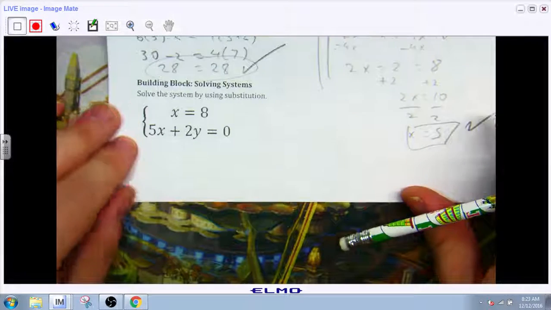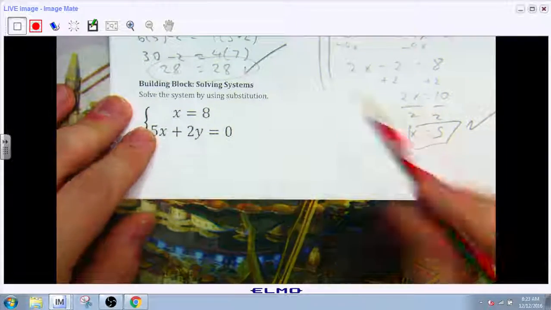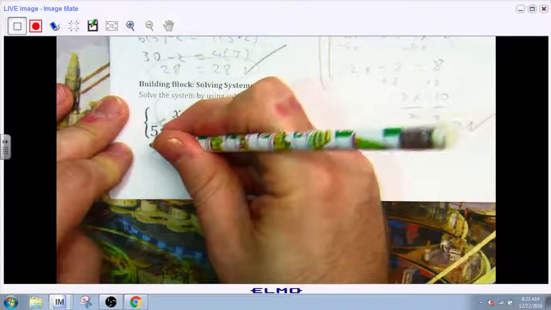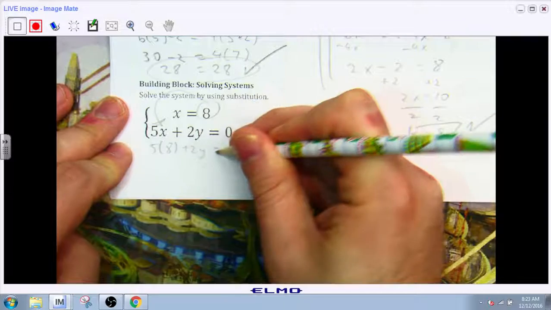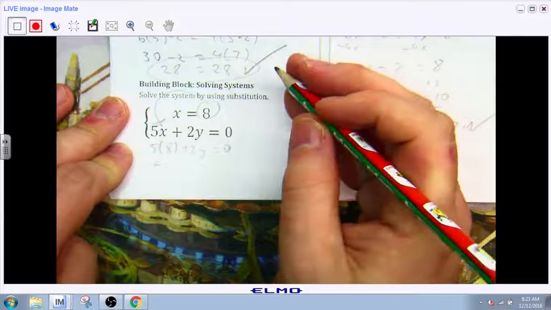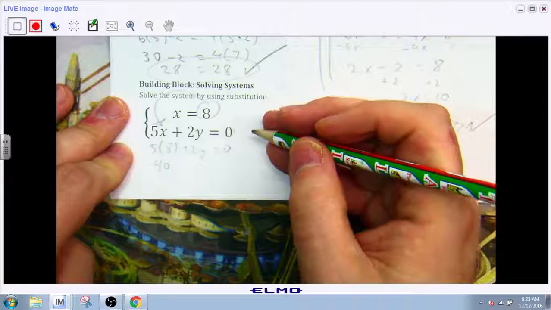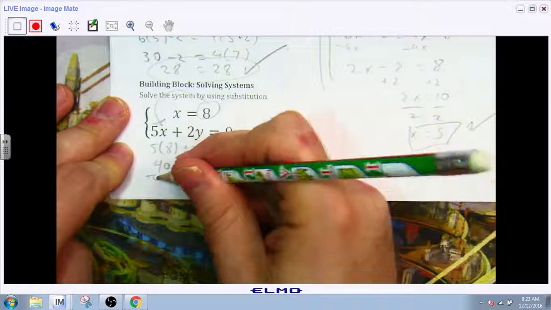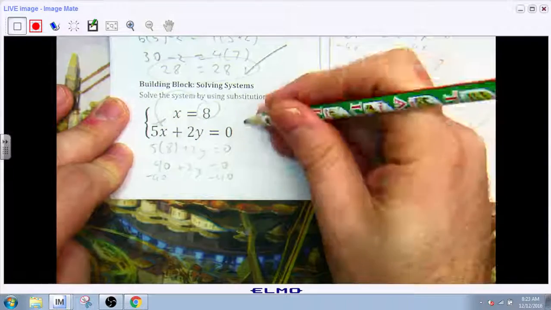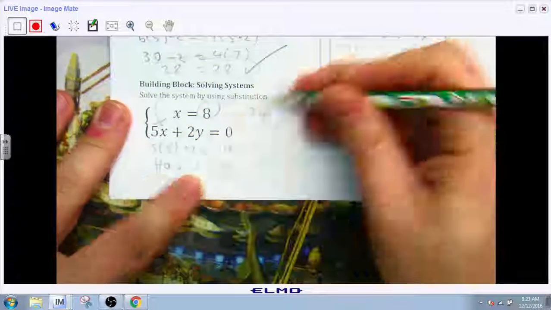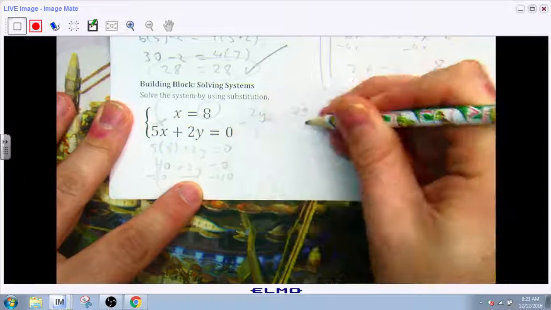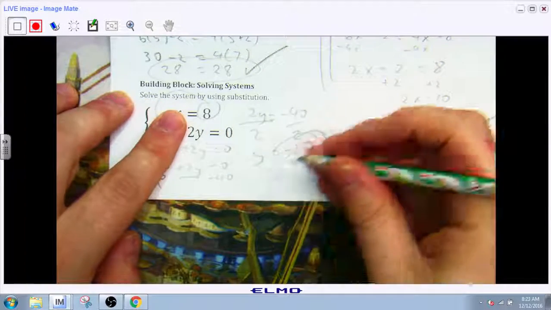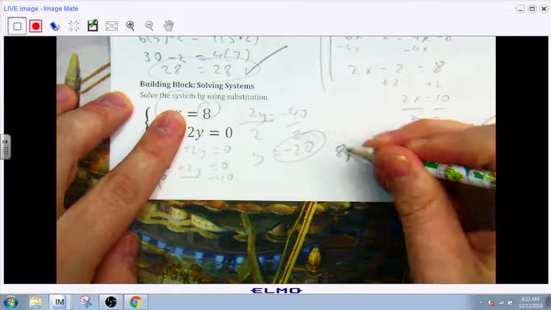Finally, solve the system using substitution. If x equals 8, all I've got to do is take this and plug it in for x. That gives me 5 times 8 plus 2y equals 0. So that's going to be 40, right? I had to think for a second. 40 plus 2y equals 0. I subtract 40 from both sides. I'm going to rewrite it up here. So I have 2y on the left equals negative 40. I'm going to divide by 2. Y equals negative 20. I now have my y value and I have my x value. So my final answer is (8, negative 20).